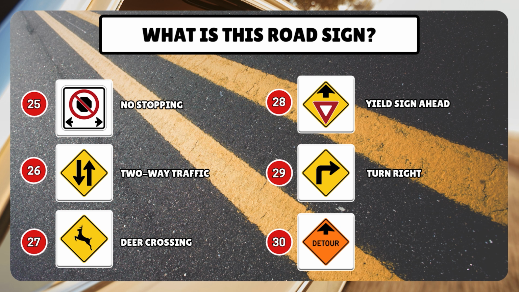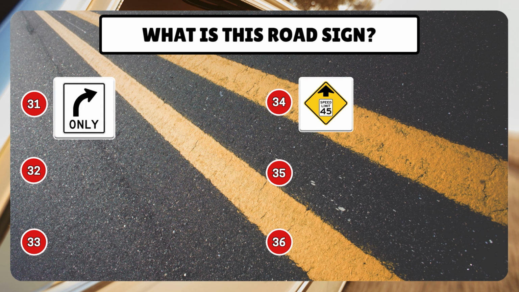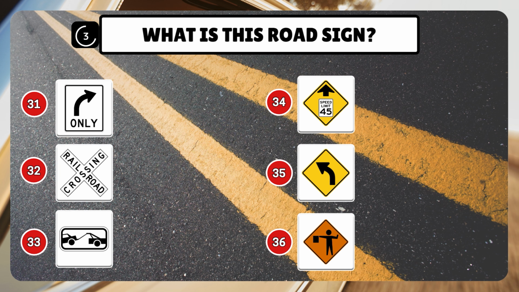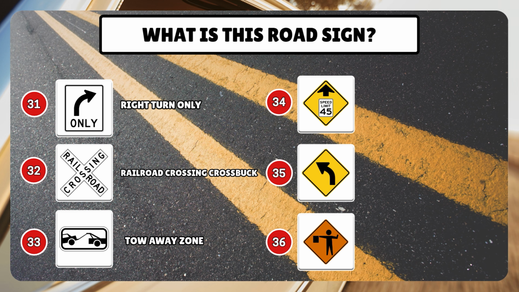That is a turn right sign. Good catch. That is a detour ahead sign. What is this road sign? That is a right turn only sign. That is a railroad crossing crossbuck sign. That is a tow-away zone sign.